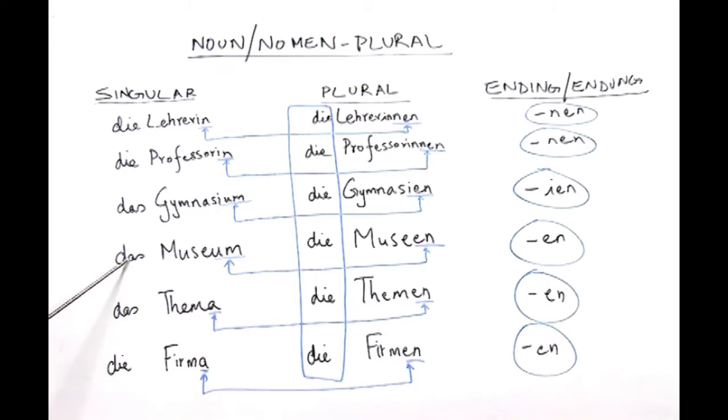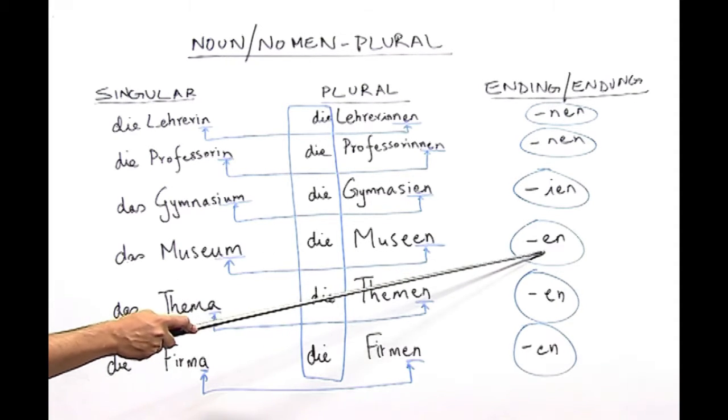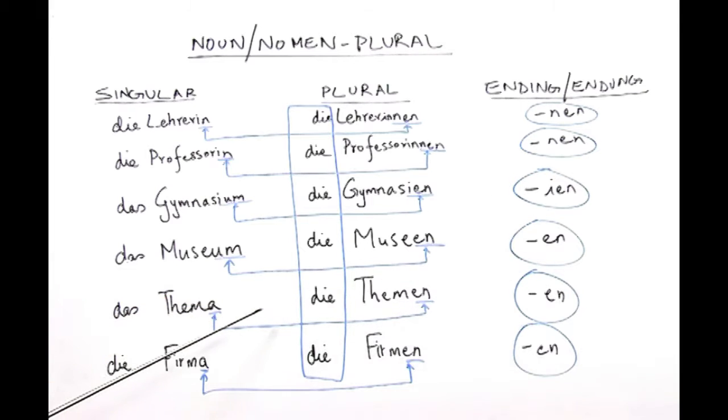Here we have the noun das Museum, which as you know means the museum. Here the ending in the plural is EN. So, if you remember, any noun which ends with UM will always have the plural ending EN.